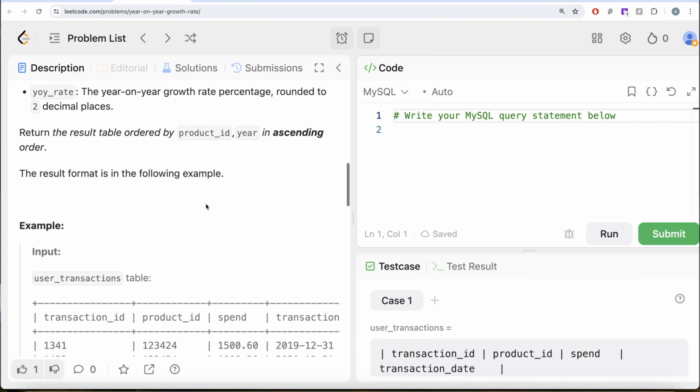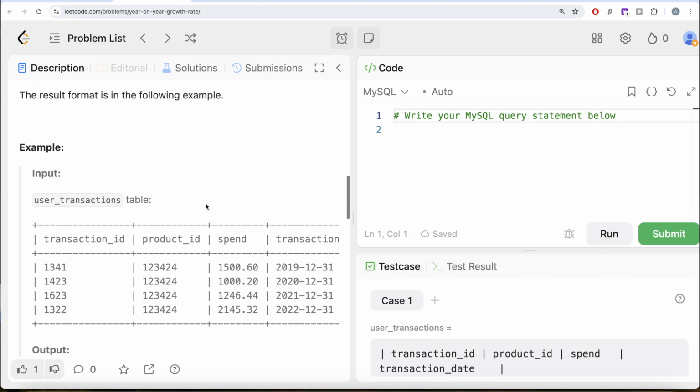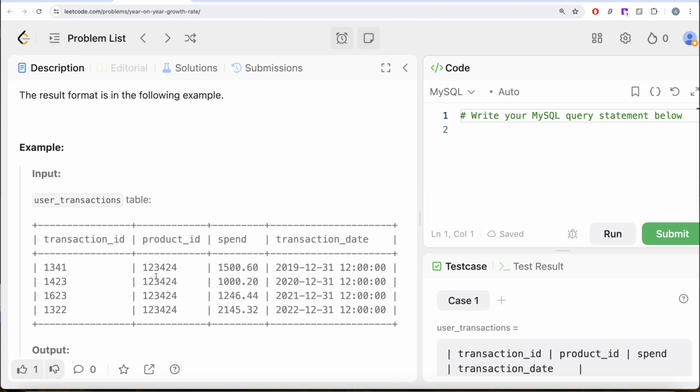Okay, let's go through this example. So here in this particular example, we have only one product, product ID 123424, and you have 2019, 20, 21, and 22. So these are the spends. So 1500, 1000, 1246, and 2145. So for example, 2019. So there is no data before 2019.